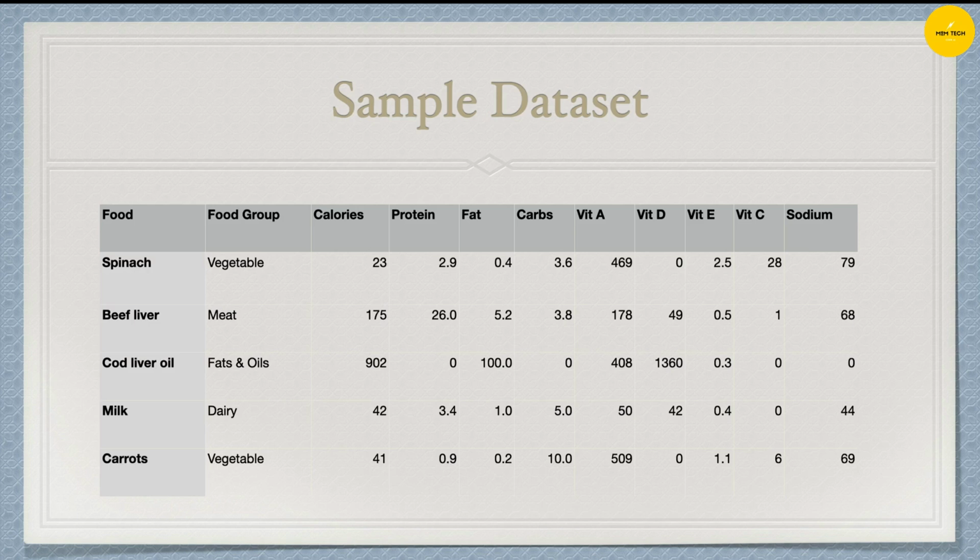Okay, so this is about the sample dataset. This is how my sample dataset looks, which has food from different groups like spinach, beef liver, cod liver oil, milk, carrots, and at the top, every column is mentioned, covering all kinds of nutrients like calories, protein, fat, carbs, all the vitamins, and sodium.